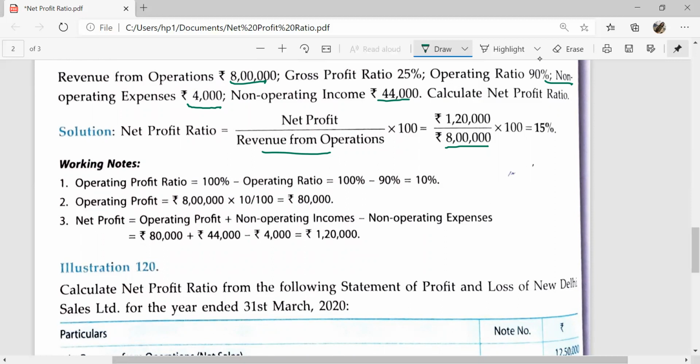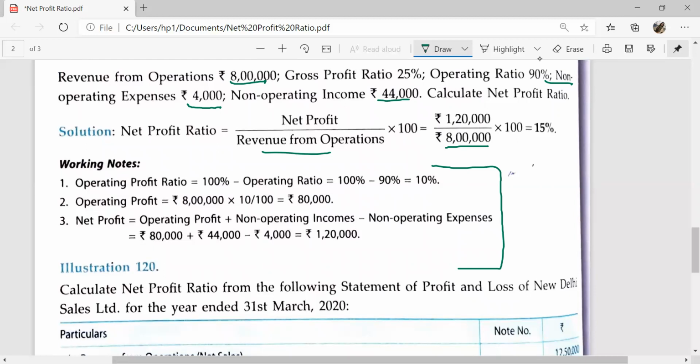So here operating ratio is given, and from operating ratio we will find the operating profit ratio, and from operating profit if we deduct non-operating expenses and non-operating incomes, then it is equal to the net profit. And as we already know that both operating ratio and operating profit ratio are complementary to each other, and total of both ratios is equal to 100. If operating ratio is 90%, then the operating profit ratio will be 10%, and from the operating profit ratio we will calculate the operating profit.